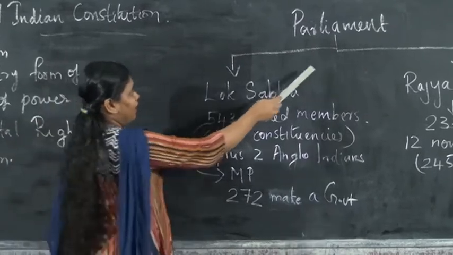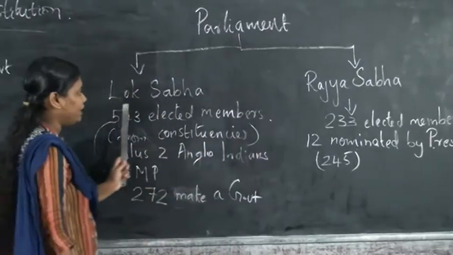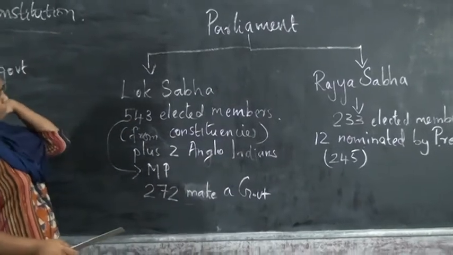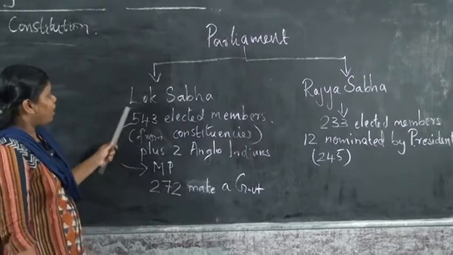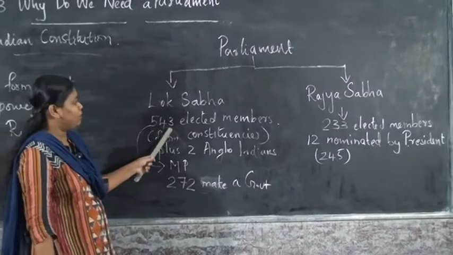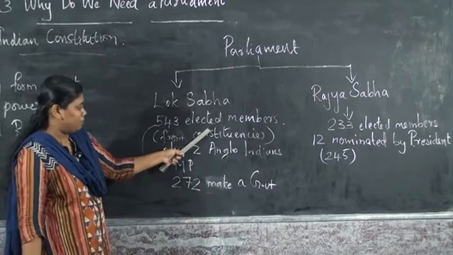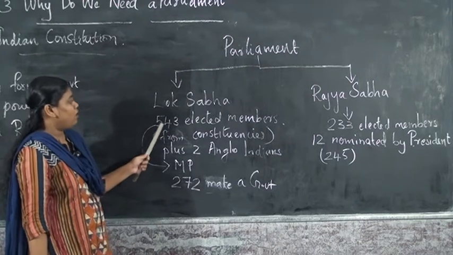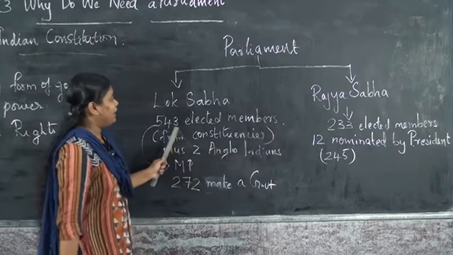Here we can divide the Parliament into Lok Sabha and Rajya Sabha. You can see on your television that the Lok Sabha is doing its work. In the Lok Sabha, how many members are there? There are 543 elected members in the Lok Sabha. From where are they elected?